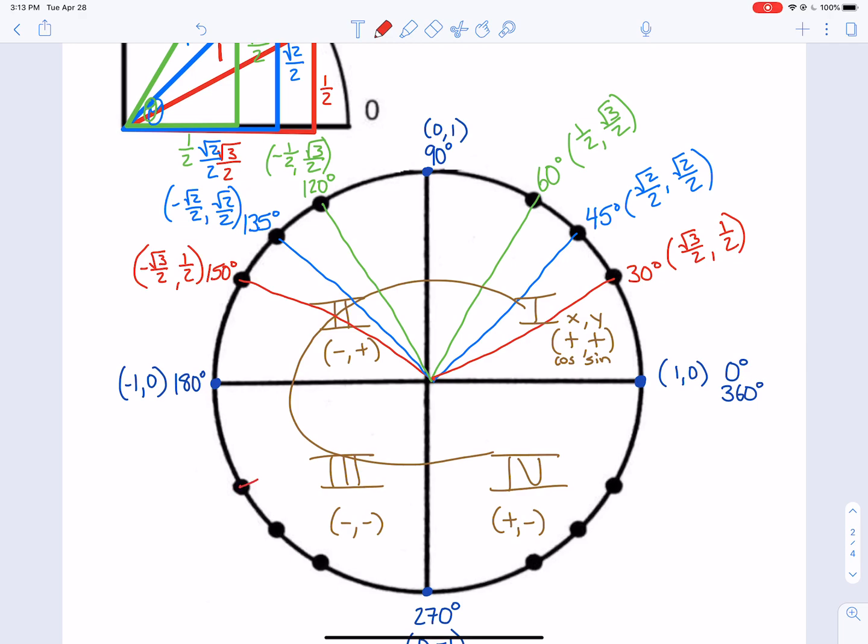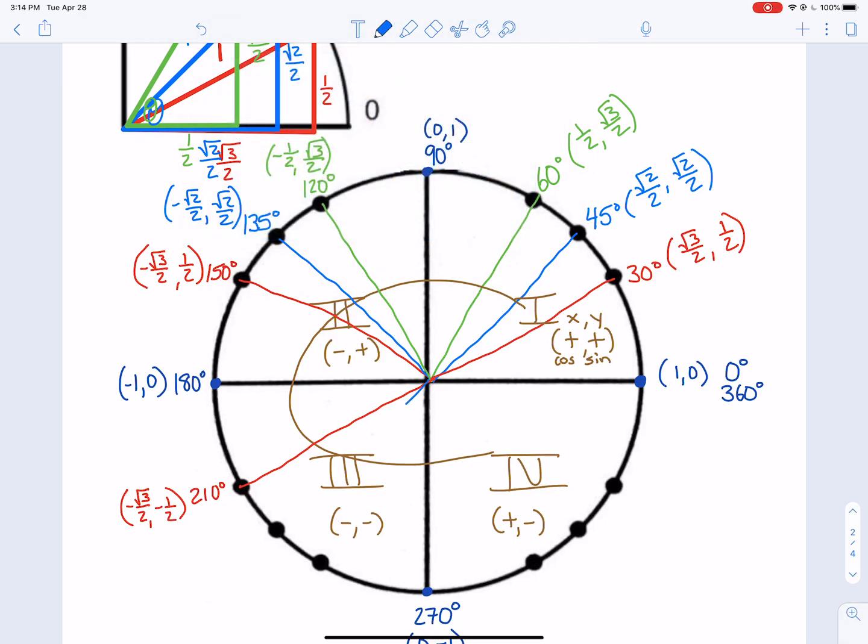So for this next quadrant, I'm going to start doing the same thing. So 180 plus 30 is 210 degrees. And my coordinates are going to match. I'm just going to change the sign. So they're the same ones I've been writing in red all along. But now they're both negative. So it's negative square root of 3 over 2, negative 1/2.